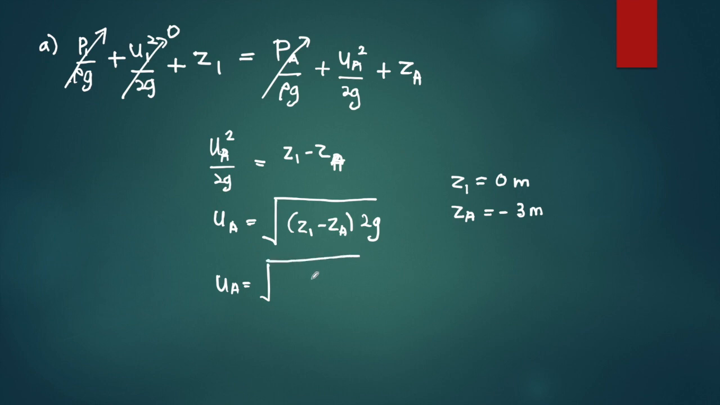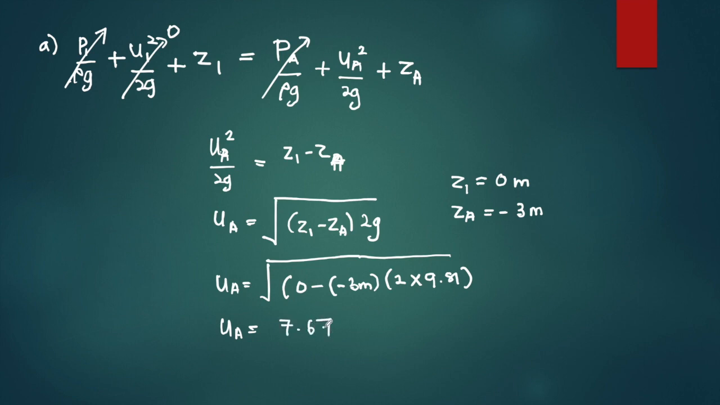So, Z1 is 0 minus negative 3 meter, times 2, times 9.81 meter per second squared. So your UA is equal to 7.67 meter per second. You already solved for the velocity at point A.